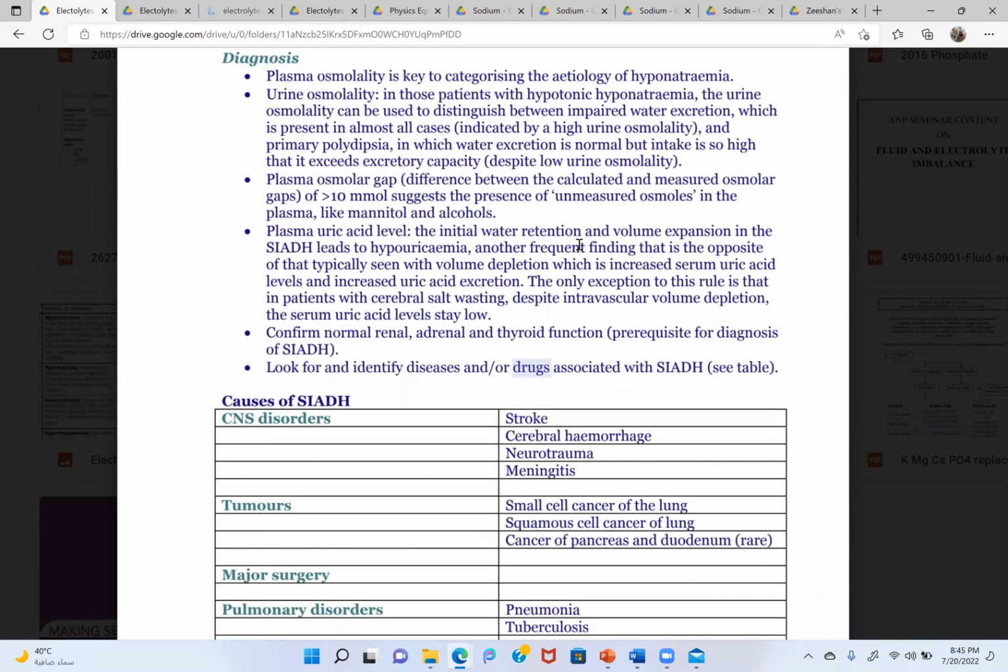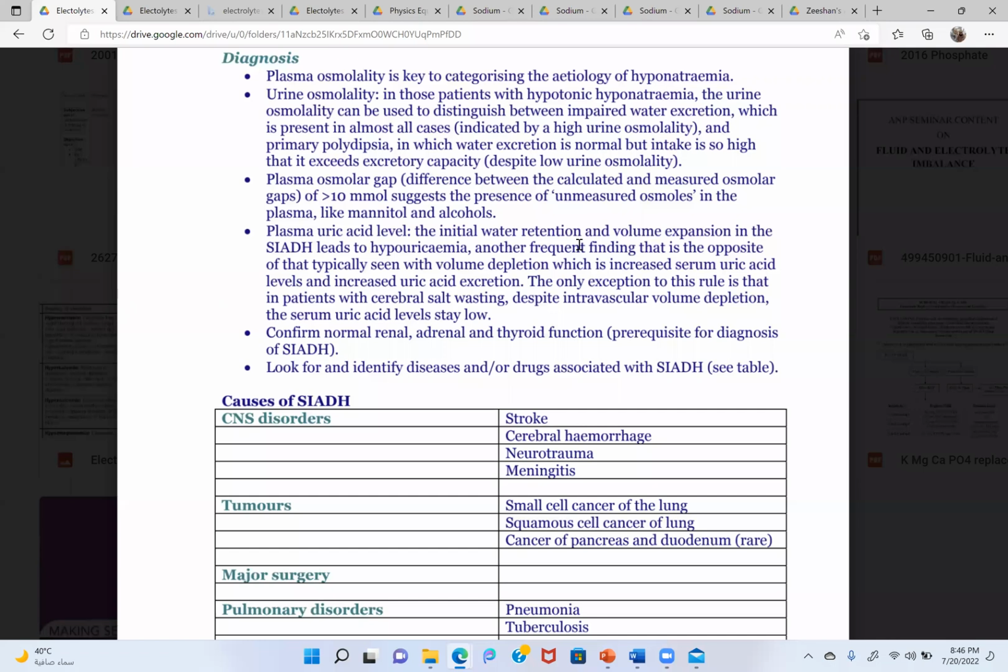So the initial water retention and volume expansion in SIADH leads to hypouricemia, another frequent finding, that is the opposite of what is typically seen with volume depletion, in which there is an increase in serum uric acid, okay, and increased uric acid excretion.